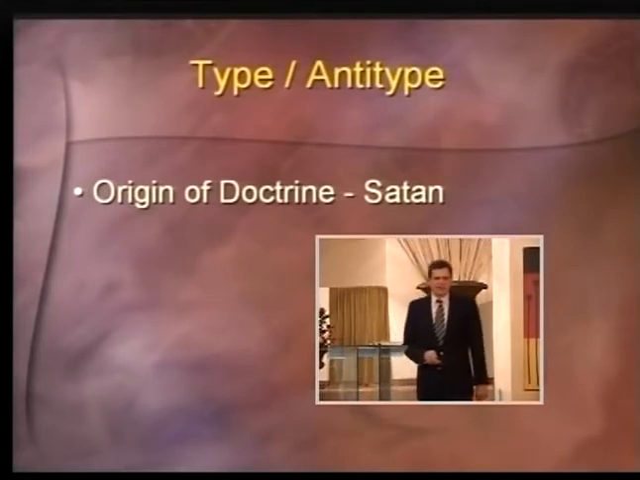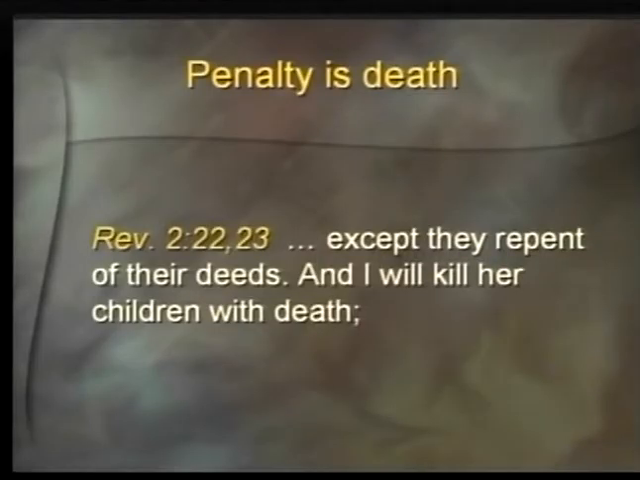Well, maybe that doesn't tell us much, so let's continue by looking at some of the other concepts. Revelation 2, verse 22 and 23. "Except they repent," Christ says, "of their deeds, I will kill her children with death." Notice that Christ is speaking here. He says if they do not repent, he will kill them with death.